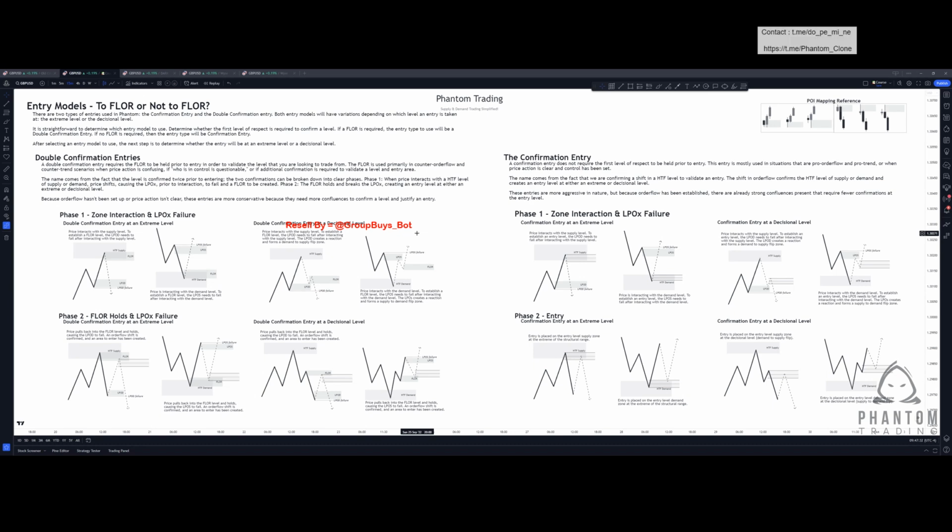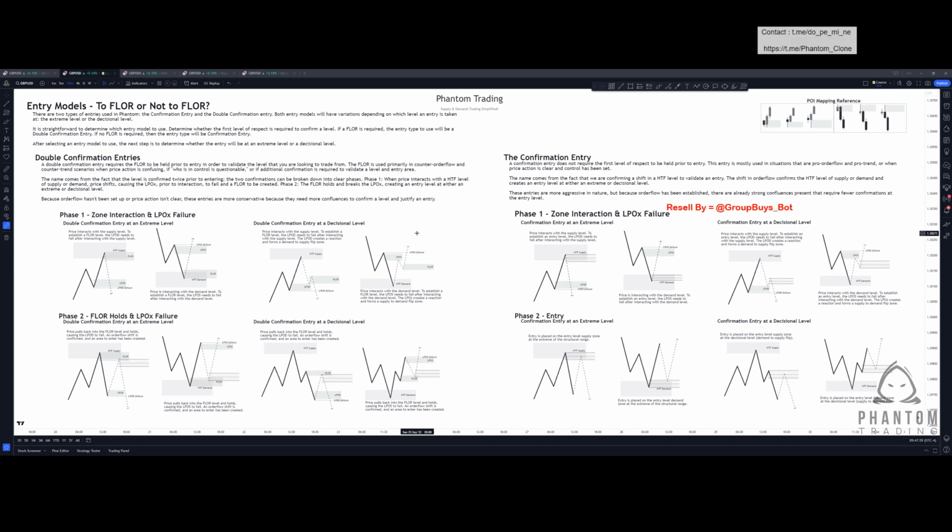After selecting an entry model to use, the next step is to determine whether the entry will be at the extreme or the decisional level. So let's talk about double confirmation entries first. A double confirmation entry requires the floor to be held prior to the entry in order to validate that the level that you are looking to trade from is in fact holding.